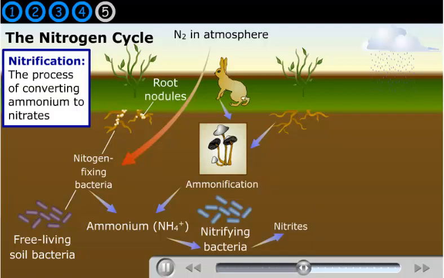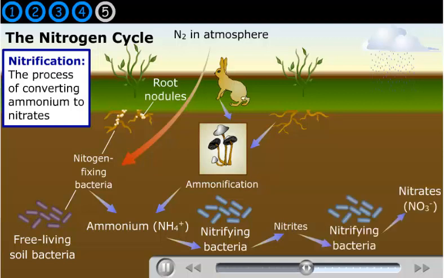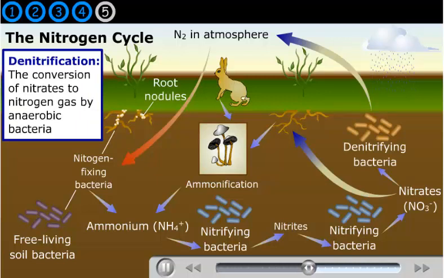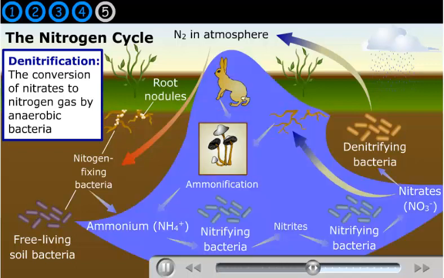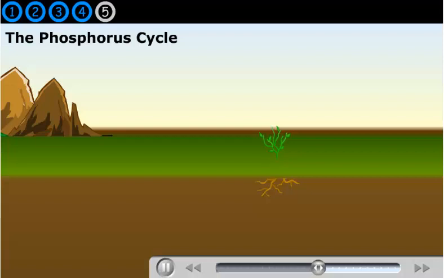Nitrifying bacteria convert the ammonium to nitrites and then to nitrates, which are used by plants. Denitrifying bacteria convert a small amount of nitrate to nitrogen gas. Most nitrogen cycling is local between decomposition, nitrification, and incorporation. Unlike carbon and nitrogen, phosphorus doesn't have a significant atmospheric form, so its cycle is less complex.